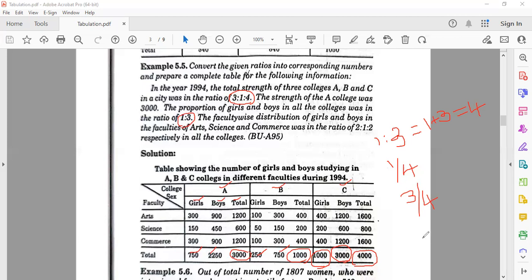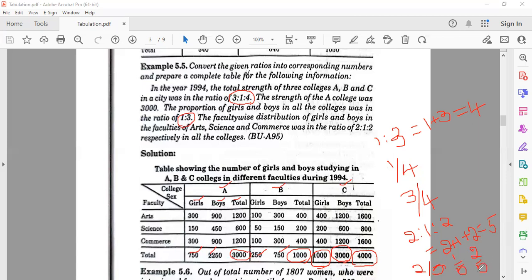So, how do you find out? Here we have three ratios: 2 is to 1 is to 2. How do you calculate this? It is calculated as 2 plus 1 plus 2, so that comes to 5. The first one will be 2 by 5, the second one will be 1 by 5, and the third one will be 2 by 5.